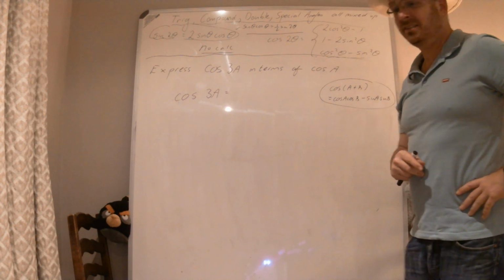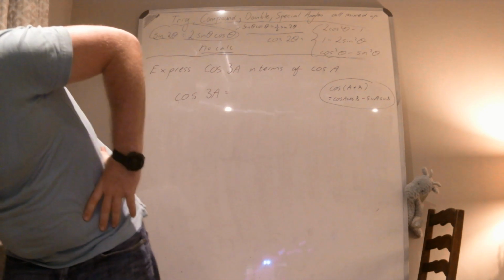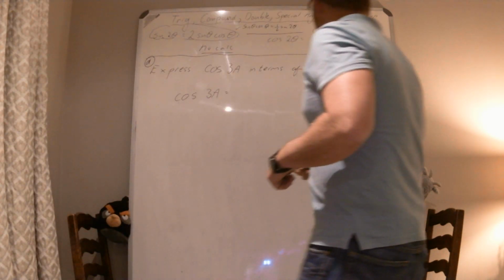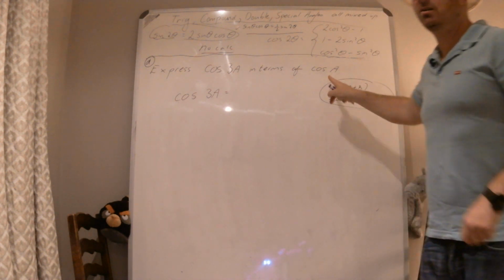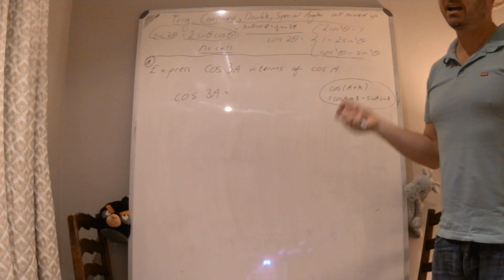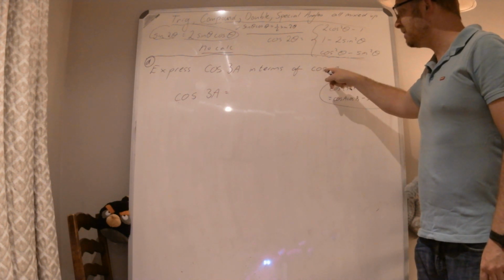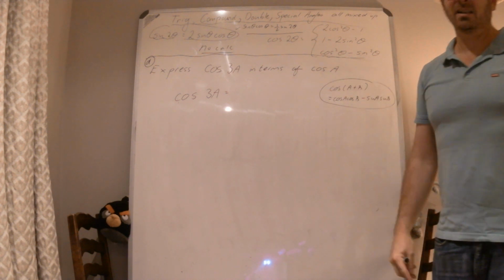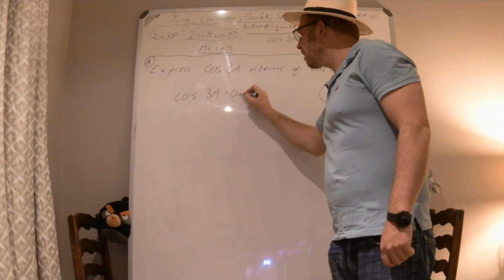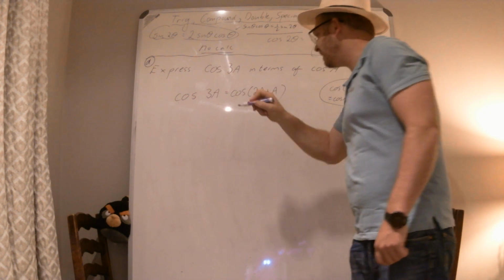The question says, express cos 3a, which question was it? Question D. Express cos 3a in terms of cos a. So we've only got coses, and the angles are only a. You can have cos squared a, you can have cos cubed a, cos to the 4a, whatever, but you can only have cos, no sines or tans, and you can only have angle a. I know it's confusing, but that's what you're going to do.